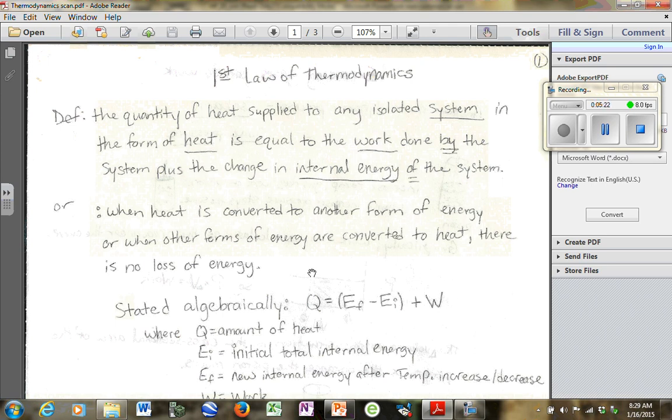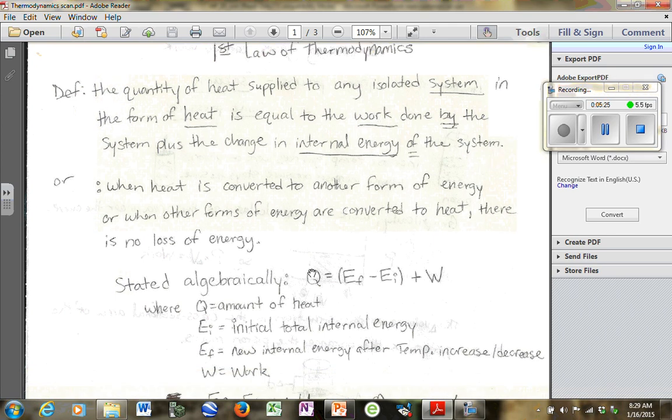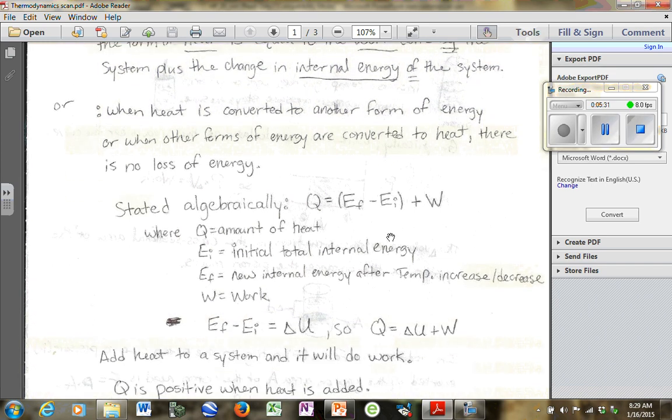Or we could say it like this: when heat is converted to another form of energy, or when other forms of energy are converted to heat, there is no loss of energy. So stated algebraically, Q is the amount of heat, E sub I is the initial total internal energy, E sub F is the new internal energy after the increase or decrease in temperature, and W is work. So the change in energy there is equal to delta U. So Q equals delta U plus W.